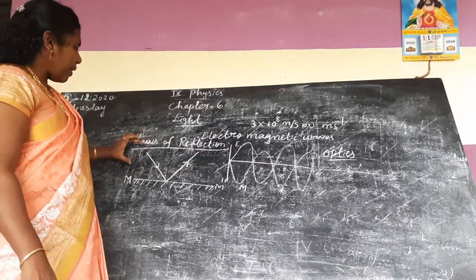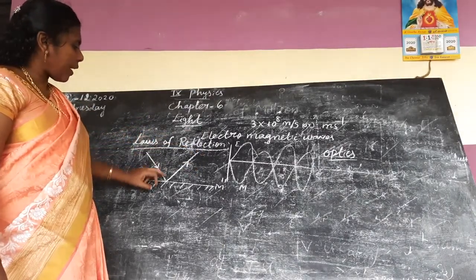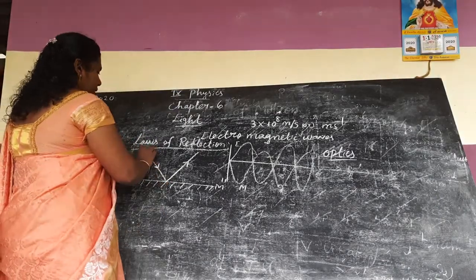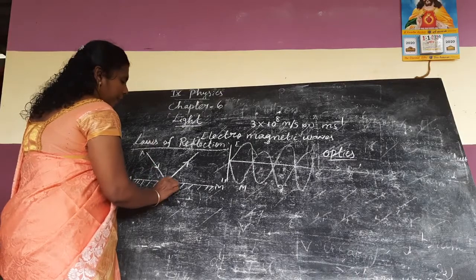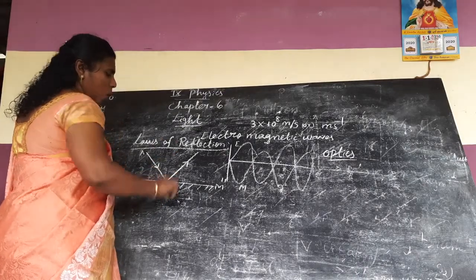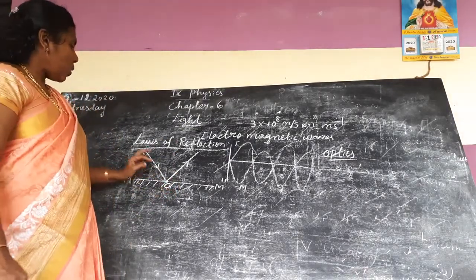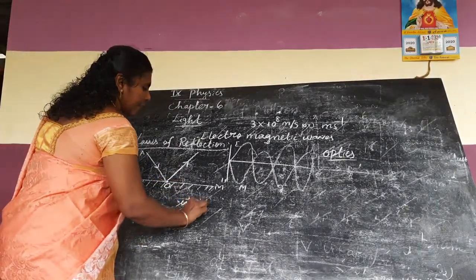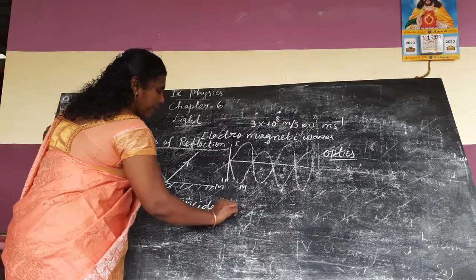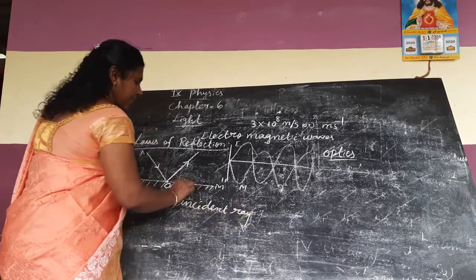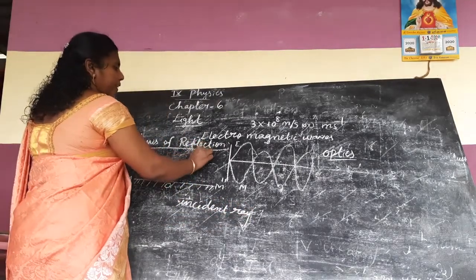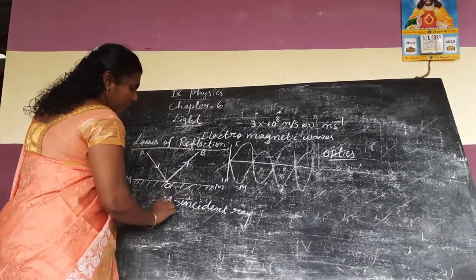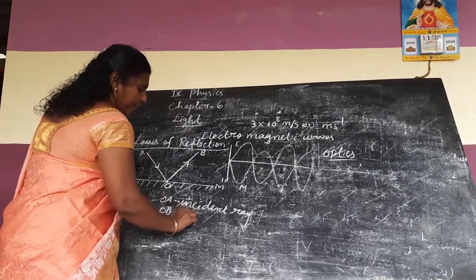The light incident on a plane surface is called the incident ray, that we can write as A. Here O, the point of incidence on the plane surface, we can take as O. So OA is called which ray? Incident ray. And OB is the reflected ray. OA, incident ray. OB, reflected ray.